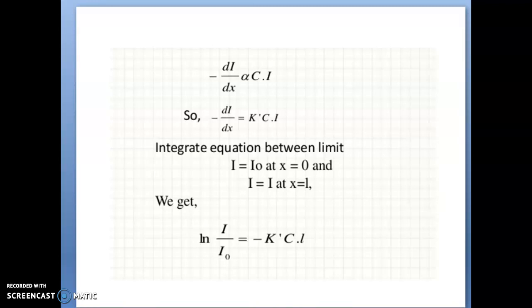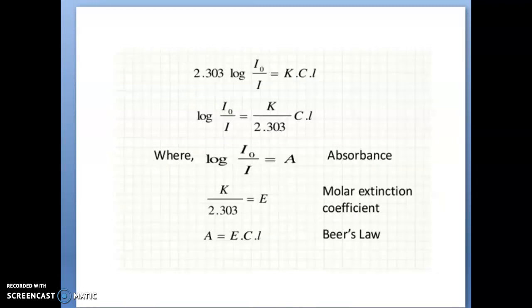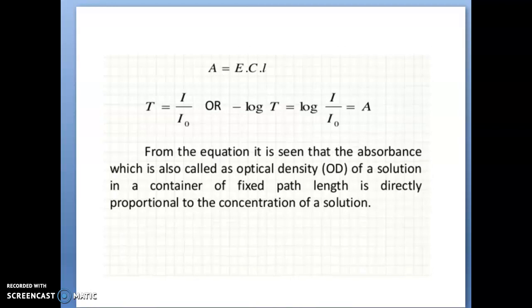Integrate the equation between the limits I0 to I, at x is equal to 0 and at x is equal to L. We get ln I by I0 is equal to minus k into C L. Sorry, the upper limit is not 1, it's L. So 2.303 log I0 by I is equal to k C into L. At last we get A is equal to epsilon C L. This is the Beer-Lambert law.